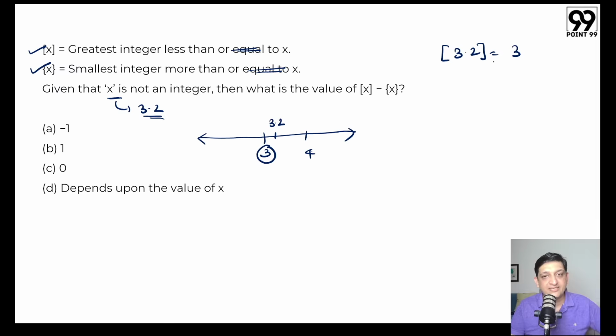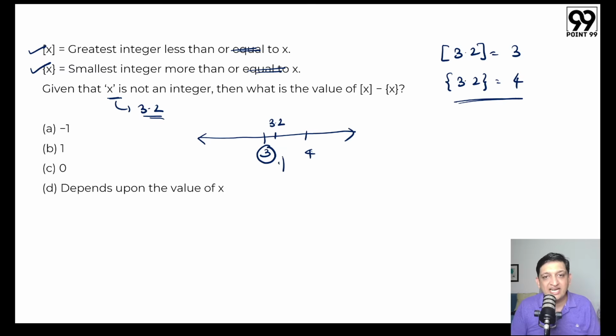Similarly, if you are looking at the curly bracket 3.2 function, then what are we going to get? We have to find the smallest integer that is greater than 3.2. What all integers are greater than 3.2? 4, 5, 6, 7, 8, 9, 10 and so on. Which is the smallest of these integers? It is 4. So we will be able to see that square bracket of x is going to be the integer that is to the left of this number and curly bracket of x is going to be the integer that is to the right of this number.